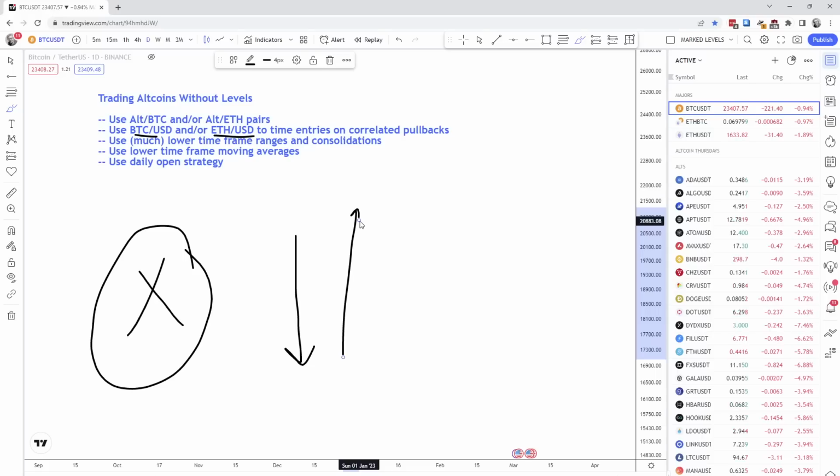Also, please don't go buy shitcoin X on Uniswap or shitcoin Inu or something. This is just a theoretical altcoin for demonstrative purposes. But in any case, that's kind of how you do it.